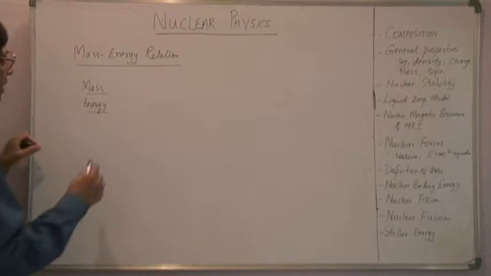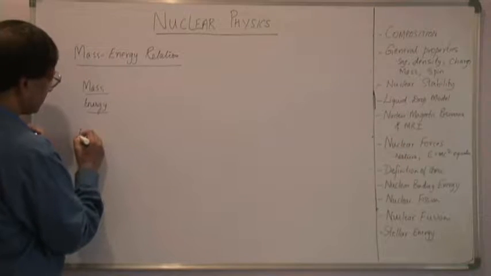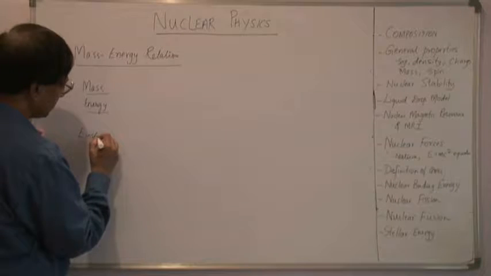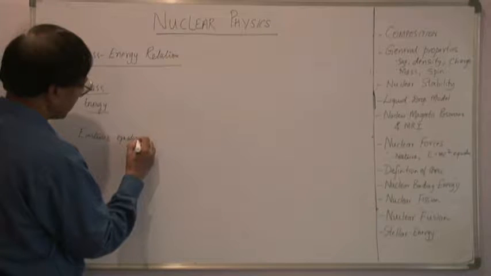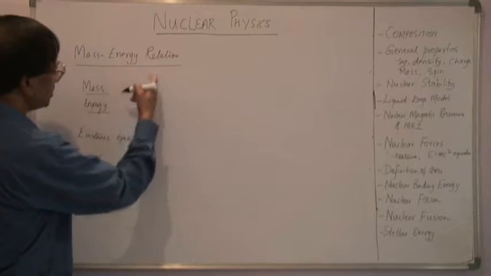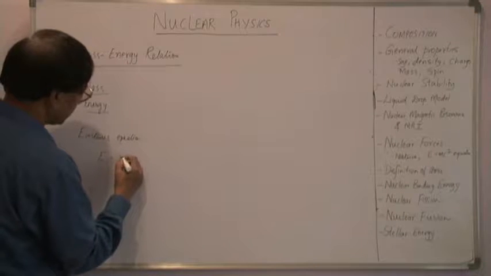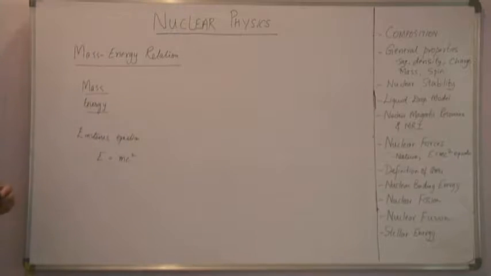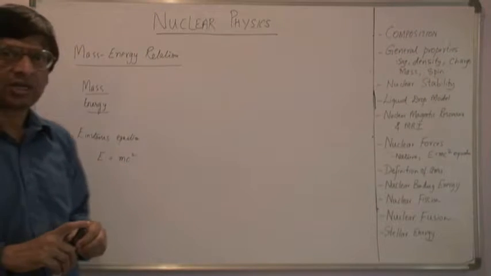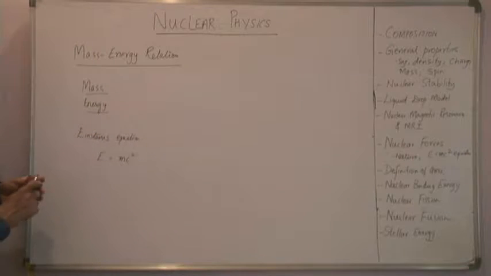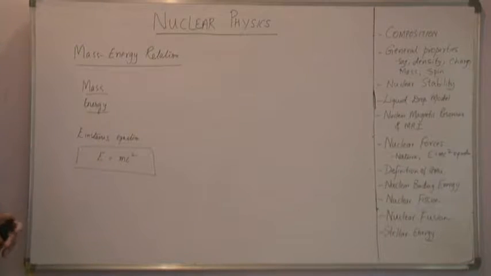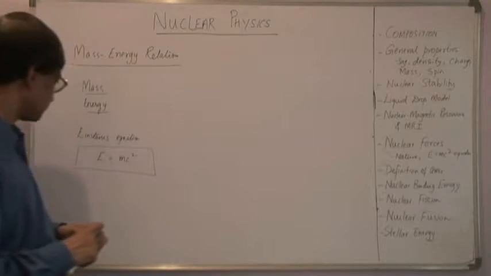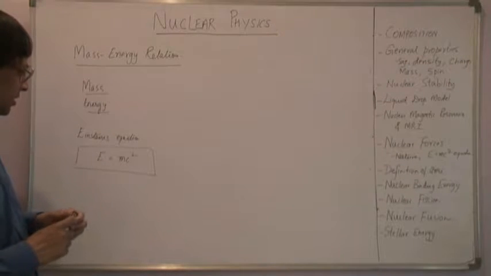And now Einstein's equation states that, let me write down Einstein's equation here. Einstein's mass-energy relationship is given by the formula E equal to mc square, where E is the energy, m is the mass of the object, and c is the velocity of light. So this is the famous Einstein's equation, E equal to mc square.